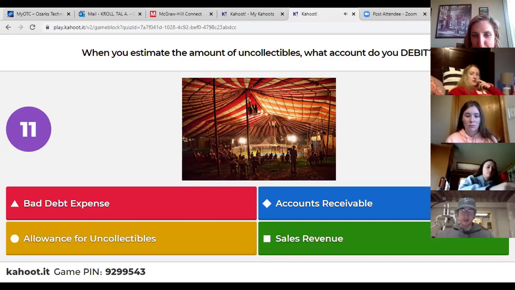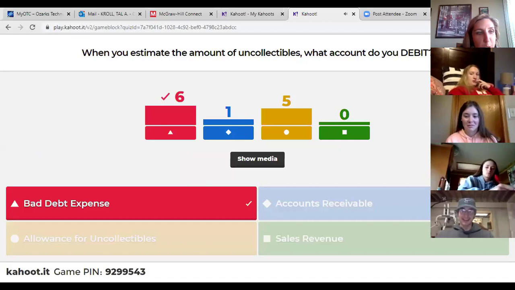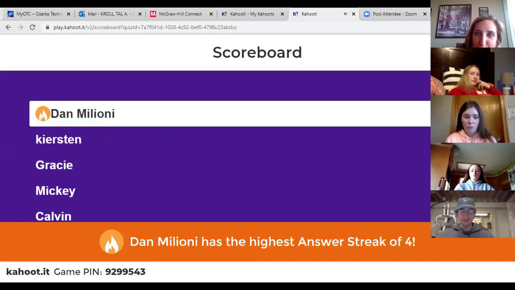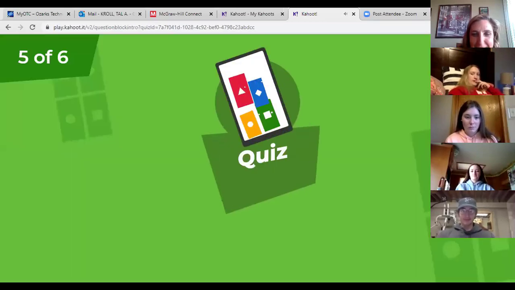This circus picture has nothing to do with this, but I put it on there. Bad debt expense is the estimate. We're going to debit the expense account when we estimate, when we adjust. We would credit, oh, Kirsten, you're losing first place.